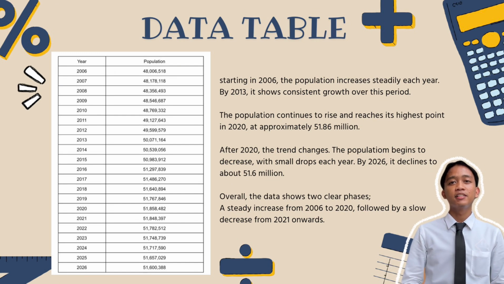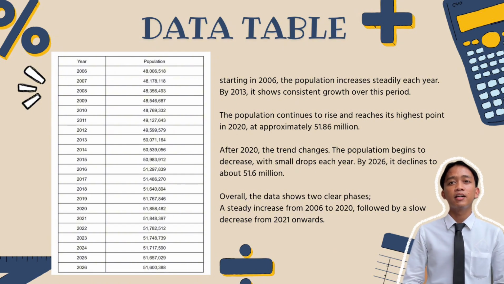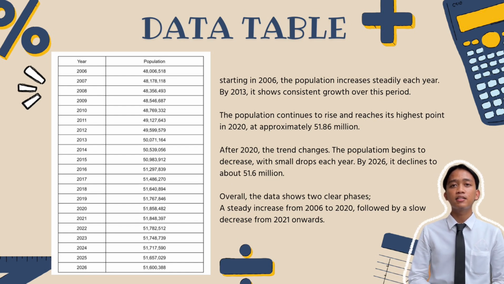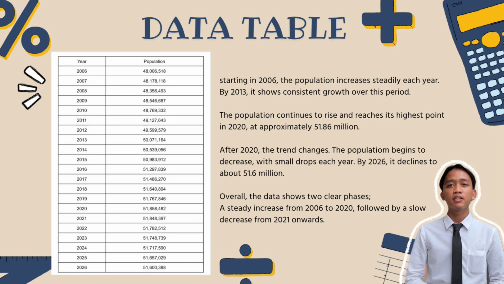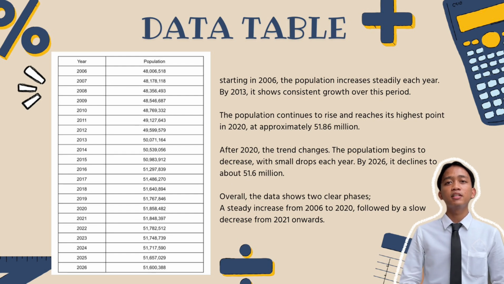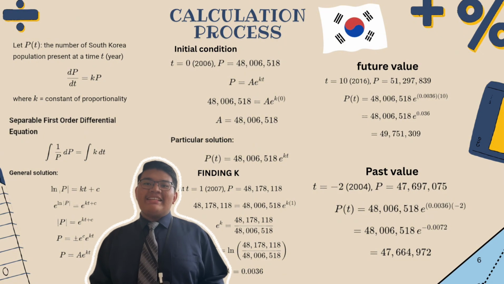However, after 2020, the trend begins to change. From 2021 onwards, the population shows a gradual decline. For instance, it decreased from 51.85 million in 2021 to about 51.6 million in 2026. This shift suggests that factors such as lower birth rates, higher mortality rates, or migration patterns may have influenced the population decrease in recent years. In conclusion, the data shows a steady growth from 2006 to 2020, followed by a slight but consistent decline from 2021 to 2026.